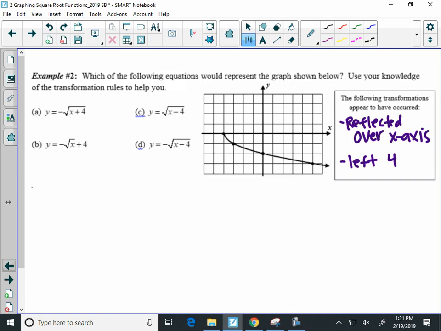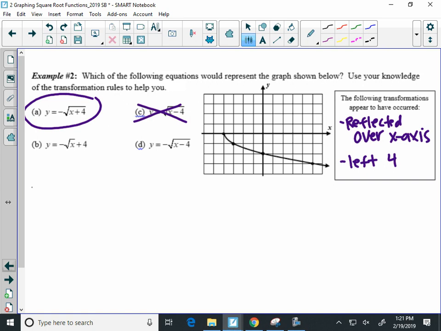In front. So right now, all I can do is cross off C. That doesn't have a negative. The rest of them all do. What about left 4? What characteristic is that? Plus 4, under or outside? Underneath, which would match what equation? A. So A is the equation for that. So once we do a few of these, all these rules will start to come back into your brain.